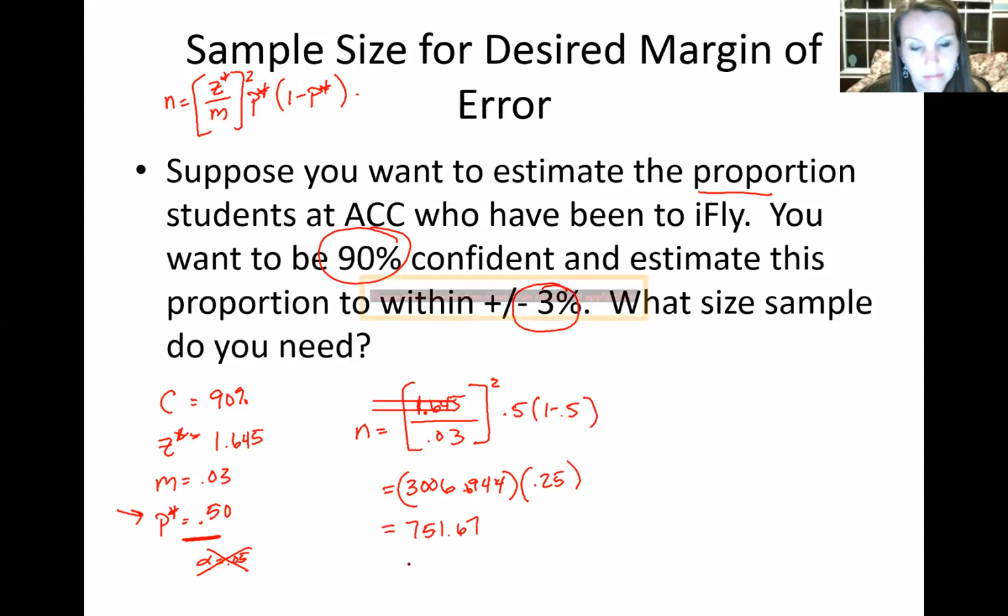And of course, this is a sample size problem. We always round up for sample size problems. So I would actually need to sample 752 people for that one.